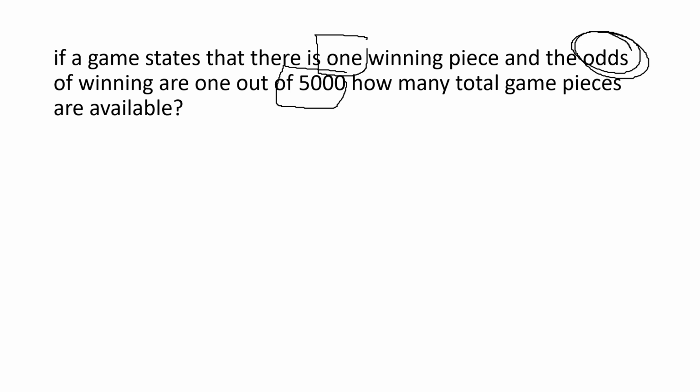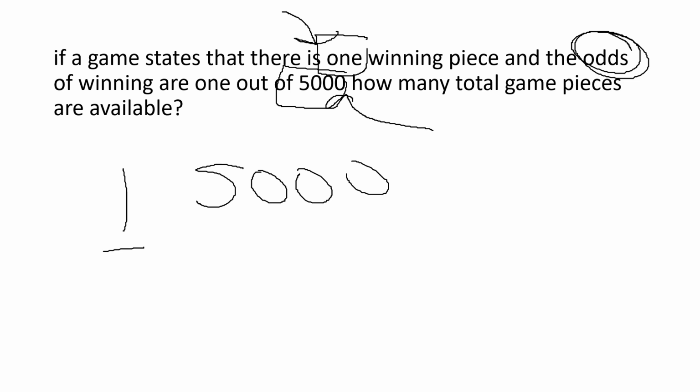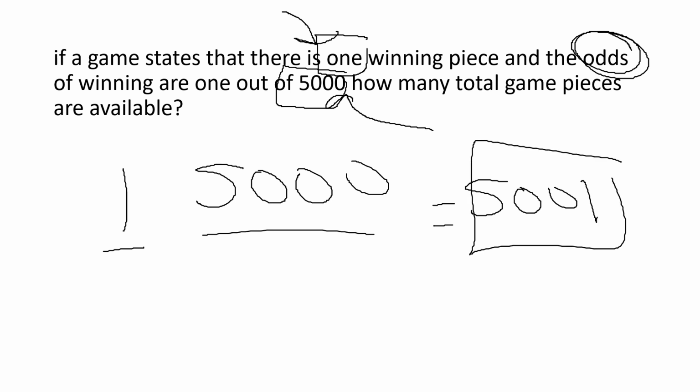And remember, odds are what you want over what you don't want. I want the one winning one. I don't want the 5,000 non-winning ones. If there's one winning one and 5,000 non-winning ones, that means there are 5,001 total options. So sometimes you have to just kind of read it, well, not sometimes, read it first, and then sit and figure out what it's actually asking you about before you start working.